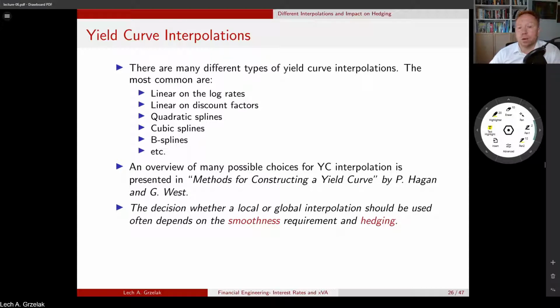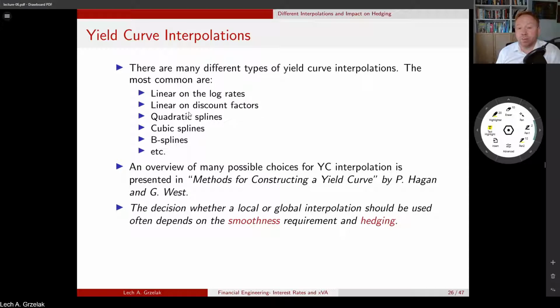In this part, we will also perform a Python experiment where we will define a swap and analyze the delta, or the sensitivity, of the swap to the market traded instruments. That is a nice experiment, and we will change different interpolation routines and see what kind of impact those interpolation choices have.